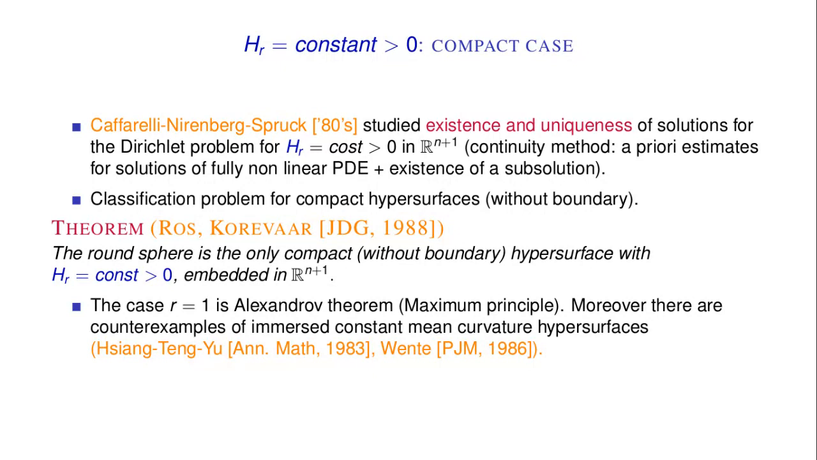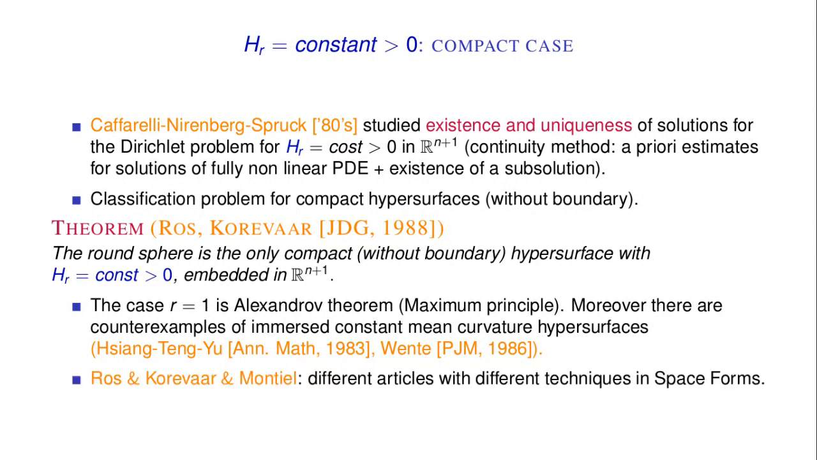So the case R equal to 1 is Alexandrov's theorem, and it is proved by the maximum principle, while Ros's method to prove this theorem was quite different from the maximum principle. And then there are plenty of papers by Ros, Korevaar, Ros-Montiel, and so on, that extended the result in space forms with different techniques.